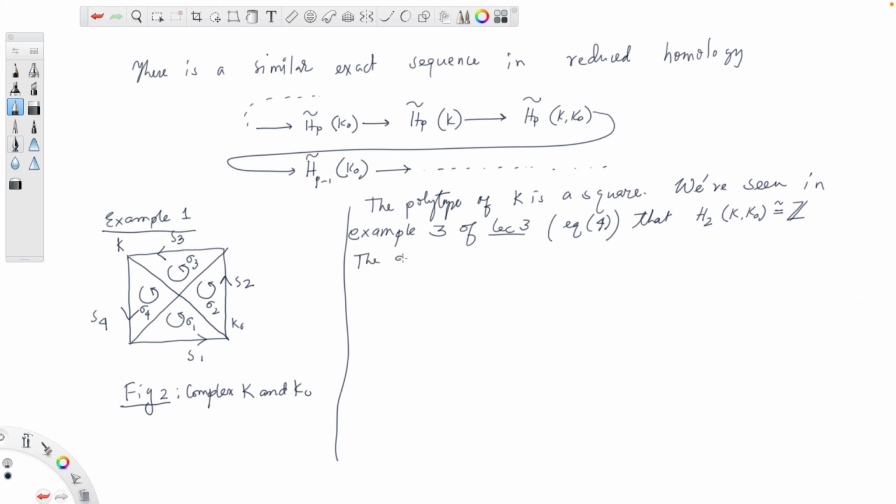The group H2 of K comma K0 is an infinite cyclic group, generated by the two chain gamma, which is the sum of the four elementary two chains sigma i, i from 1 to 4, where the elementary two chains corresponding to the oriented two simplices are all denoted by the same symbol sigma i. Okay.